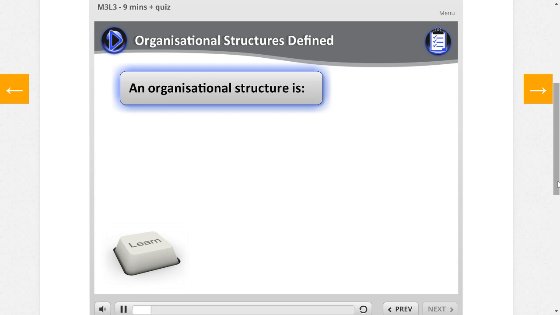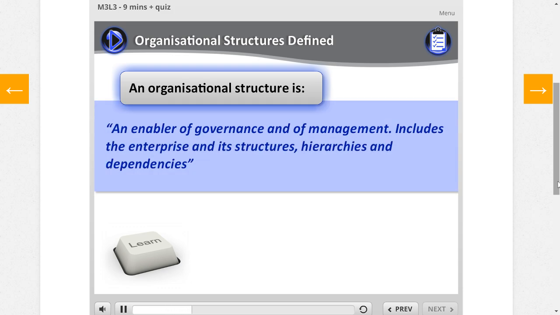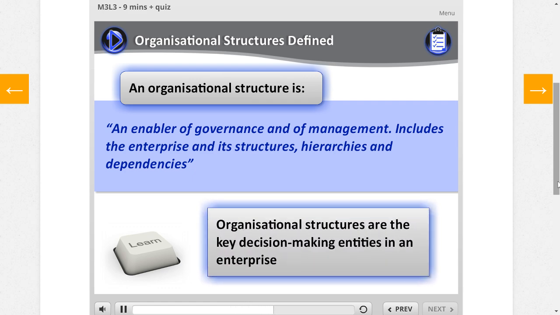An organizational structure is defined as an enabler of governance and of management, includes the enterprise and its structures, hierarchies, and dependencies. Organizational structures are the key decision-making entities in an enterprise. An example is a steering committee, which might provide direction for a department.